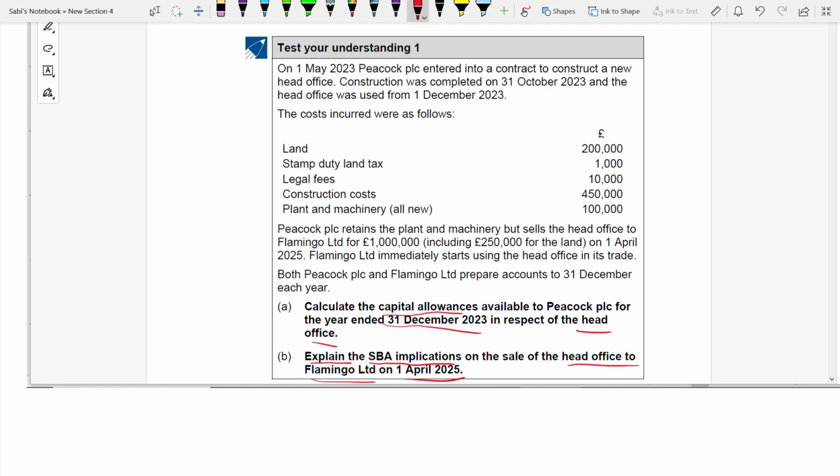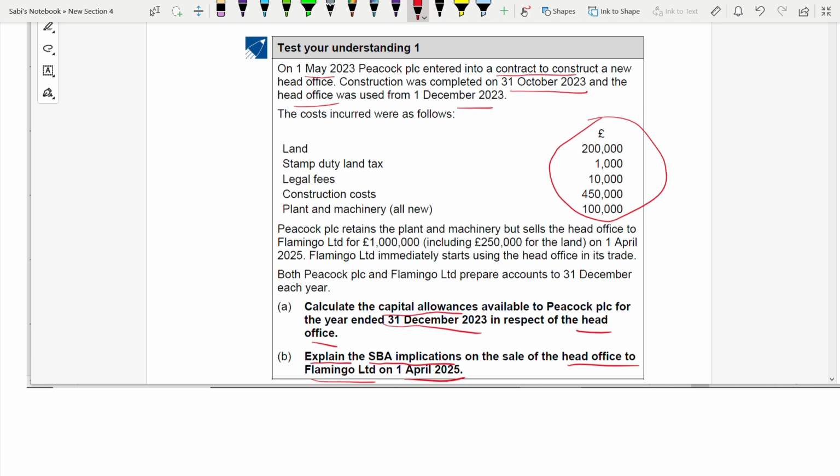So let us quickly first do the capital allowances. You have been given some costs. The reason is you should know which are the qualifying costs and which are not. Okay, so here they have entered on 1st of May into a contract to construct a new head office. Construction was completed on 31st October and the head office was used from 1st December 2023. You have been given the land, stamp duty land tax, legal fees, construction costs and plant and machinery, all new.